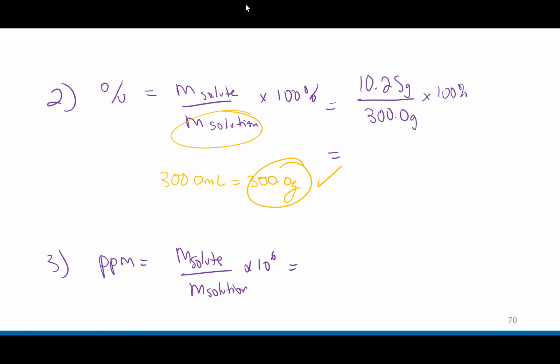I have a message in the chat. Just let me check that first. Oh, okay. Yeah, I got a good answer in the chat. So let's see if you're right. 10.25 divided by 300 times 100. And I get 3.417%. Okay, 4 significant figures.